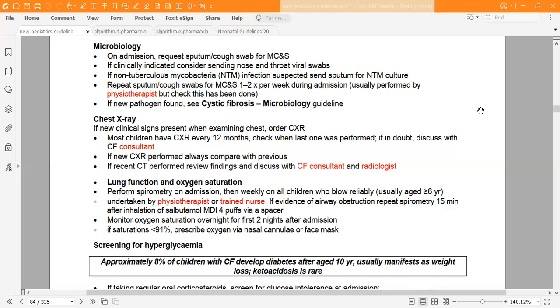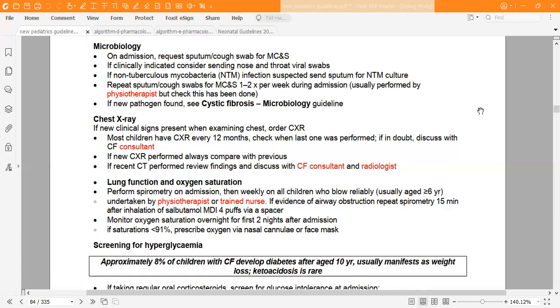If you are in doubt and not sure whether you need to do a chest X-ray in that visit, you have to discuss that with the CF consultant first. If a new chest X-ray is performed, always compare with the previous. So if you have got a new chest X-ray in this visit, you have to compare it with the chest X-ray of the last visit before.